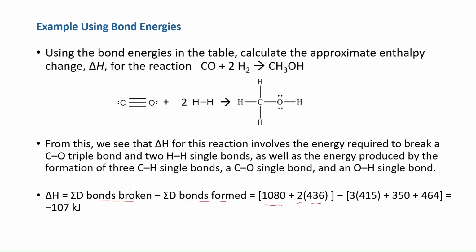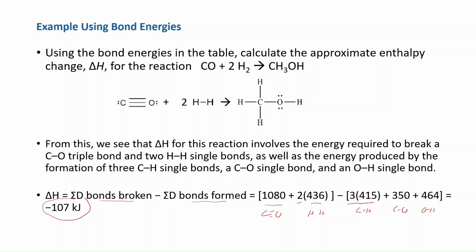What is formed? Well, we have 3 carbon hydrogen single bonds. Let me just put this, the carbon triple bond oxygen. This is the hydrogen hydrogen. This is 3 carbon hydrogen. Then you have a carbon oxygen. And you have an oxygen hydrogen. Do the calculations. Oh, it happens to be negative, so obviously heat has been lost in there.